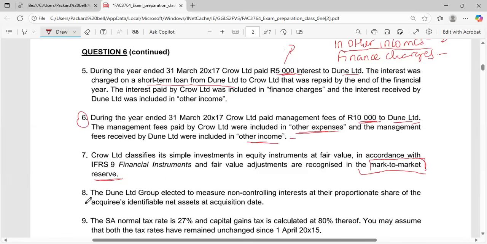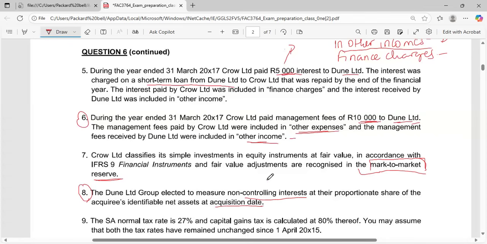Right, then they say the June Limited Group elected to measure non-controlling interests at their proportionate share of the acquiree's identifiable net assets at acquisition. Here you should know the two methods of measuring non-controlling interest. We have two methods. One is the net asset value of the acquiree at the date of acquisition, and then the other one is the fair value. So those are the two methods.